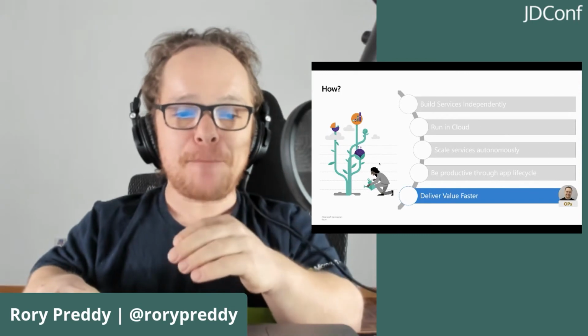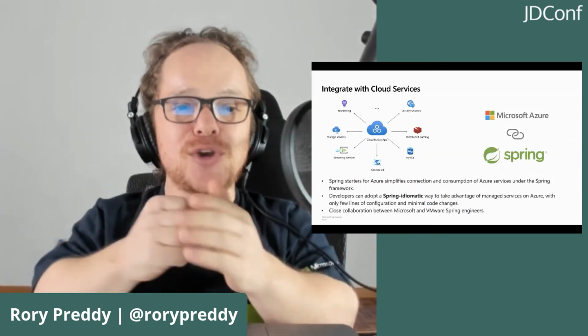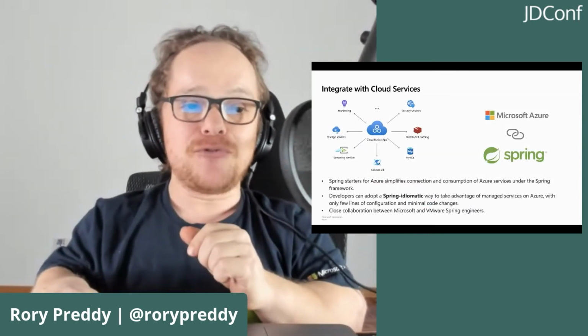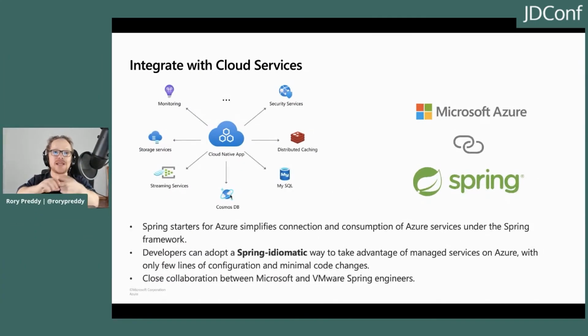So before we jump back to our demo, let's also look at how to deliver the value faster. And you do this really with Spring on Azure starters. And they allow you to make your code portable. And these are open source libraries backed by both VMware and Microsoft that further simplify connection and consumption of Azure managed backing services. They give developers a Spring idiomatic way to connect and consume Azure services with only a few lines of configuration and minimal lines of code.